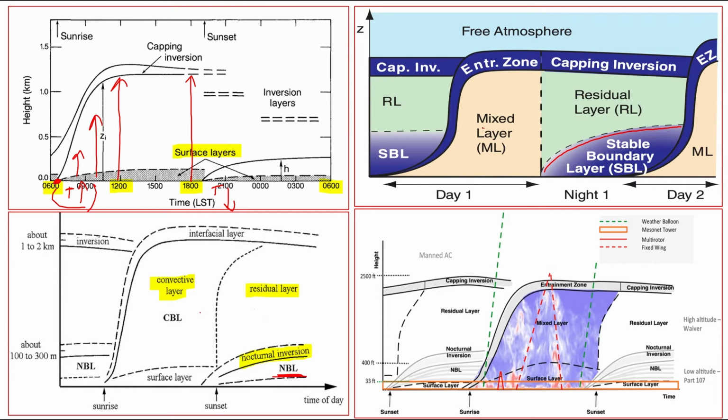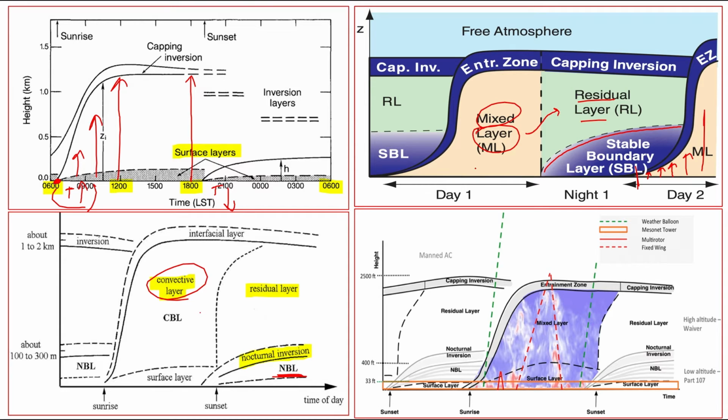In the daytime, this layer is called the mixed layer or convective boundary layer. After sunset, this mixed layer is trapped within the stable atmospheric boundary layer and the top capping inversion, and that is called the residual layer. Again in the morning, the air gets heated up and it is rising. Like that, it is continuously happening day and night.